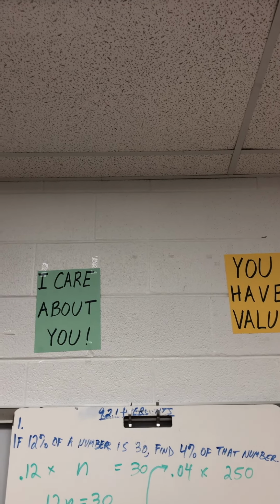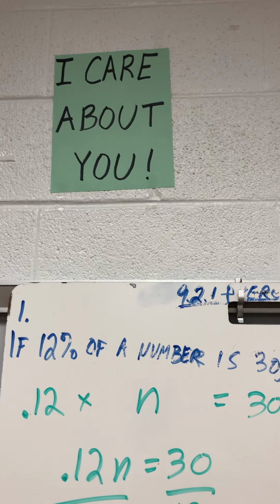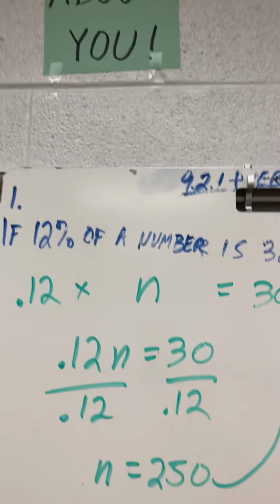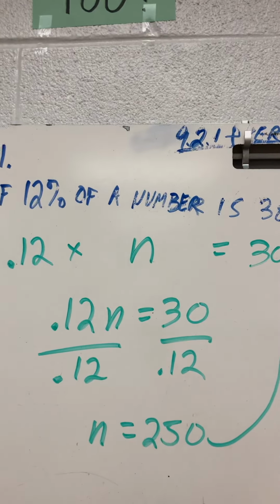So 0.12 times n. Is always means equals. Whenever you see is, put equals 30. Okay, so now that we have 0.12 times n equals 30, that's the same as 0.12n equals 30. Divide by 0.12 and you get 250.